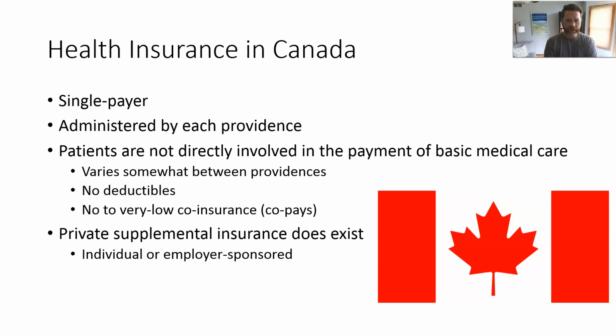So again, taxes pay for the health insurance, right? And each province in Canada, right, administers it. So there's small differences between provinces within Canada. All right. So patients are not directly involved in the payment of basic medical care. No deductibles, and either no or very, very low co-insurance or co-pays, right? So that means like that portion you'd pay for going to the hospital, for going to the doctor.